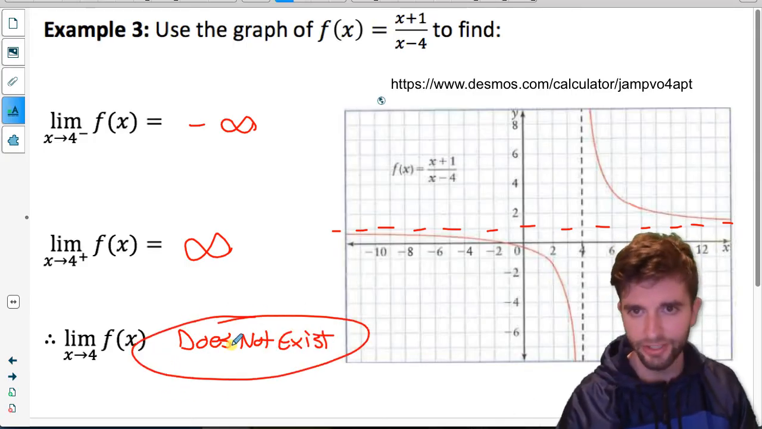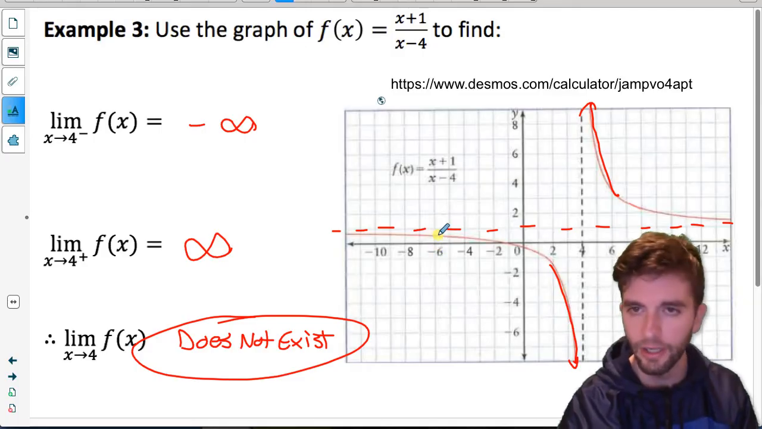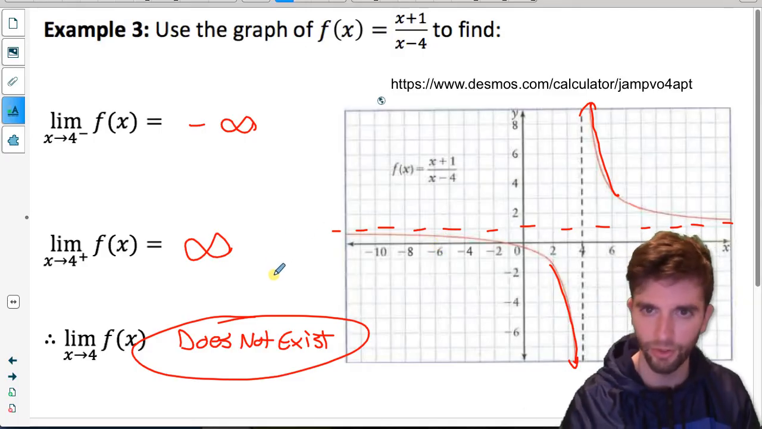And this should be obvious it doesn't exist because, look, from the left side of 4, the function's going down here. From the right side of 4, the function's going here. It's clearly not going towards the same point, so the limit does not exist.